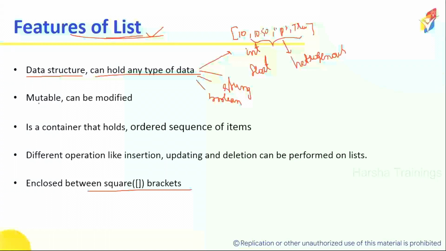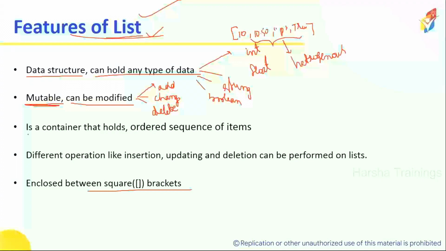First point is clear. The second point is the most important question for interview purposes: why is the Python list mutable? If a list is mutable, it can be modified. That means I can add any item, I can change the items in the list object at any moment, and I can delete any item from the list object. I can add, I can update, I can delete. These three operations I can perform on the list object.